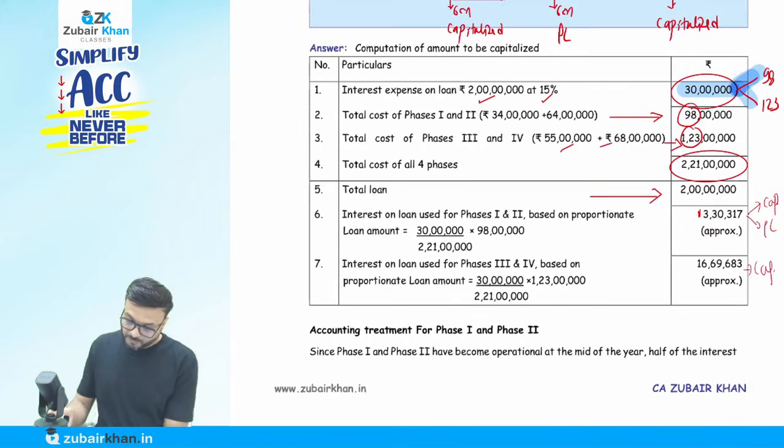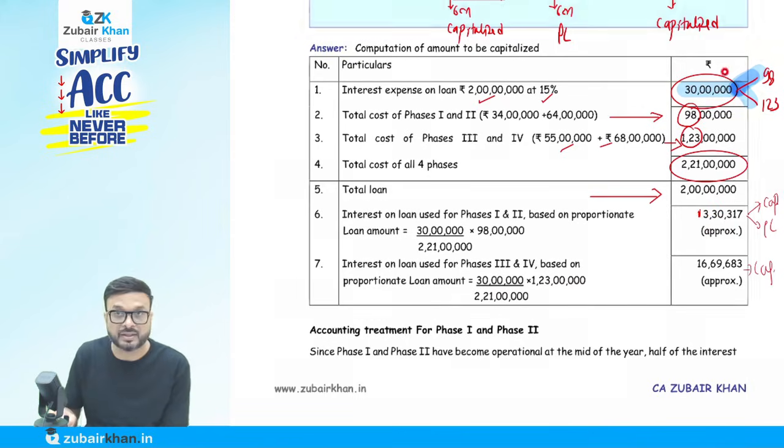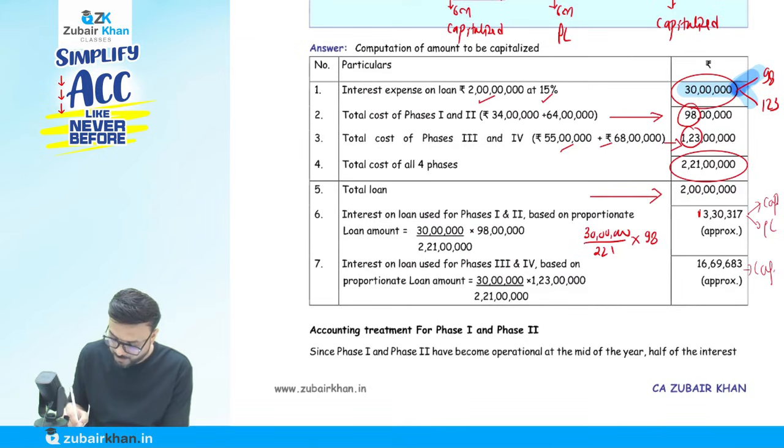So here on phase 1 and phase 2, if you bifurcate this 30 lakh in the ratio of 98 to 123, 98 is for phase 1 and phase 2, and 123 is for phase 3 and phase 4. They have bifurcated this amount here now. I can say that 30 lakhs, if it is on 221, how much is on 98? 30 lakhs, if it is on 221, how much is on 123? Okay, done. Very simple.